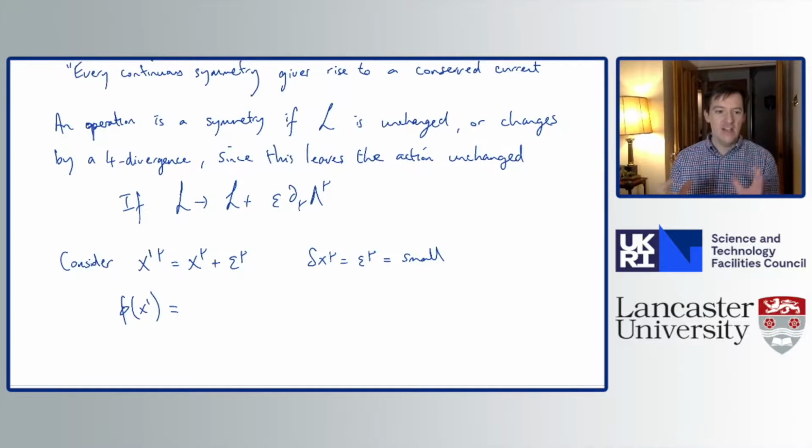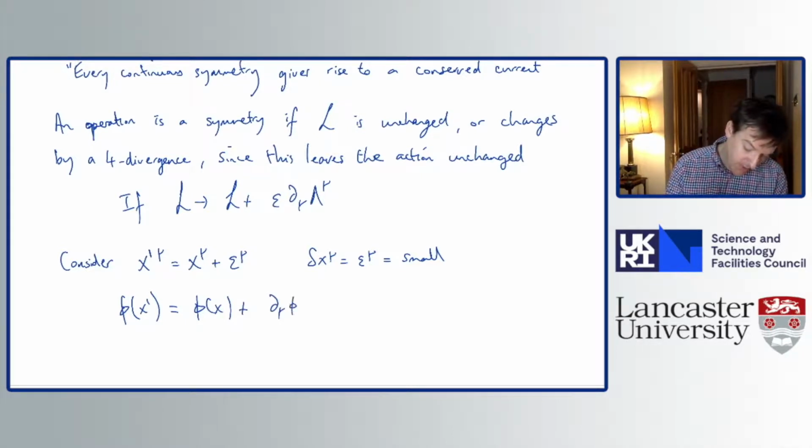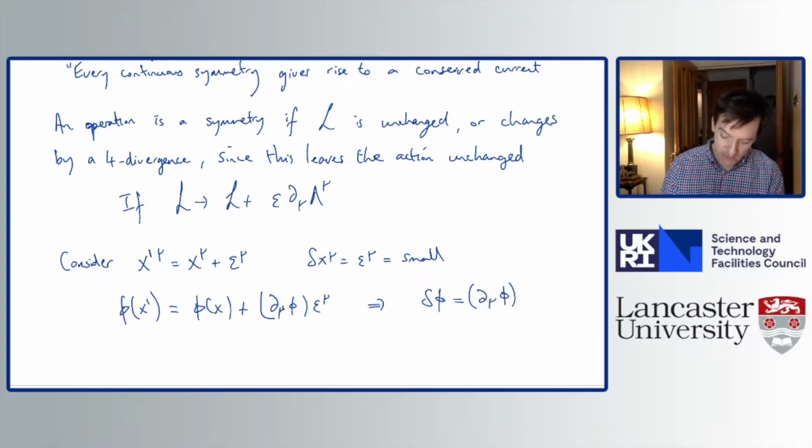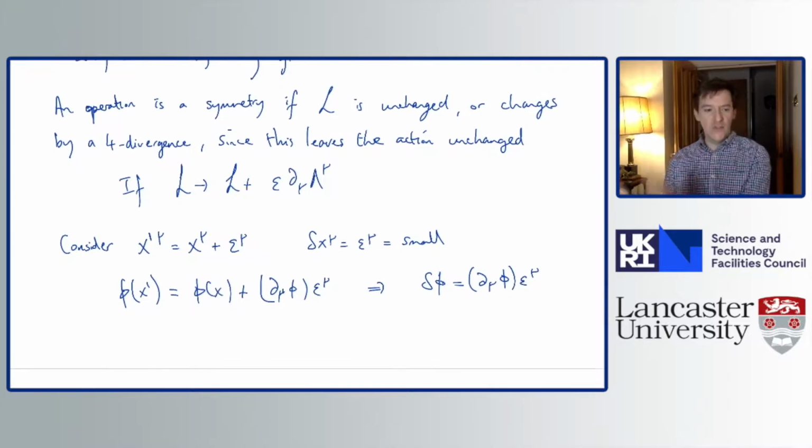Well, I've got a real scalar field here. But to get what the transformation is, I basically do a Taylor expansion. So it's phi of x plus the derivative of the field. The field is a function of the 4 space and time coordinates: d mu phi epsilon mu. In other words, delta phi, the small change in the field, is simply d mu phi times epsilon mu. That's what happens to the field.